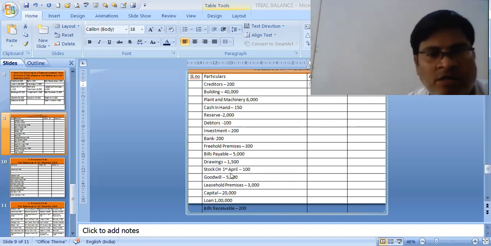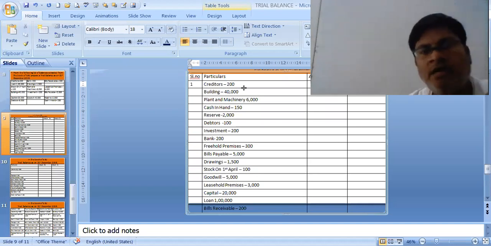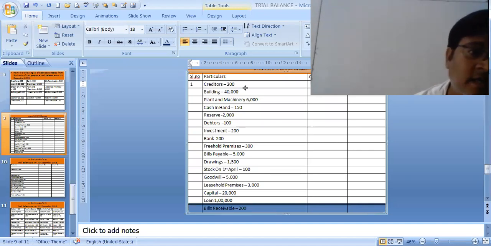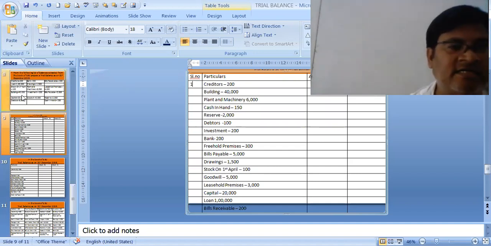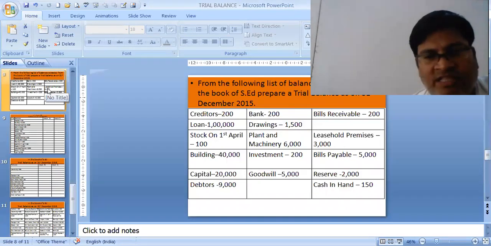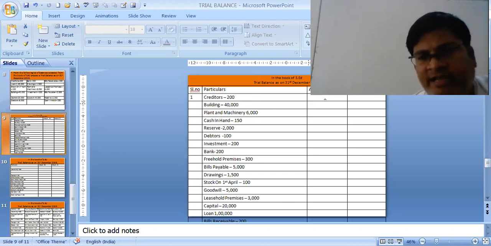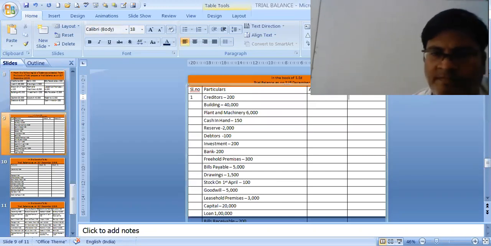Let's do the sum now. You see our first item, creditors. Number one, creditors. Creditors is how much? Creditors is given over here, 200. More or less the same amount I have written over there. So already written, you just have to write the amount. Where will the creditors amount come? In the credit column. 200.